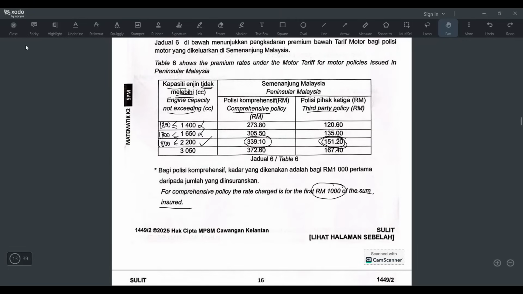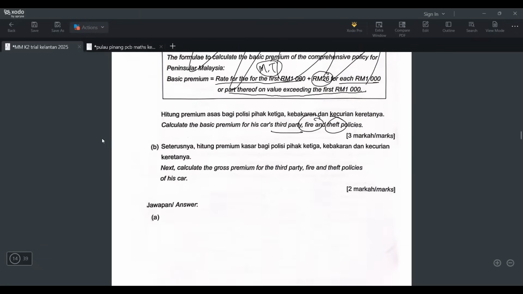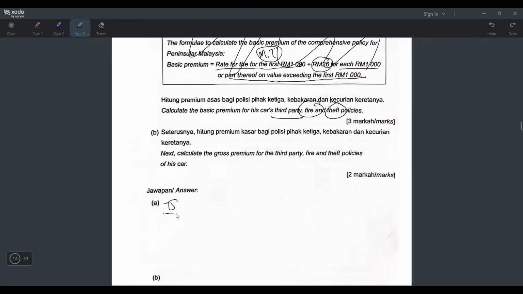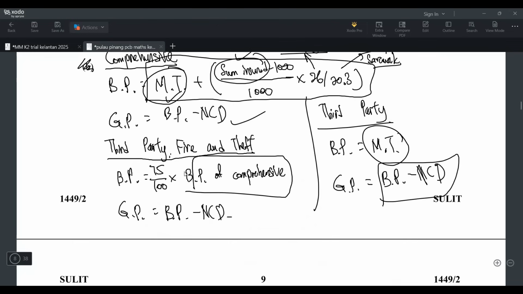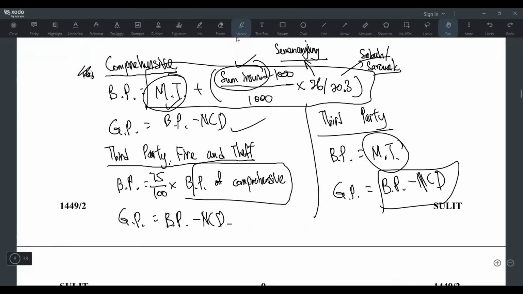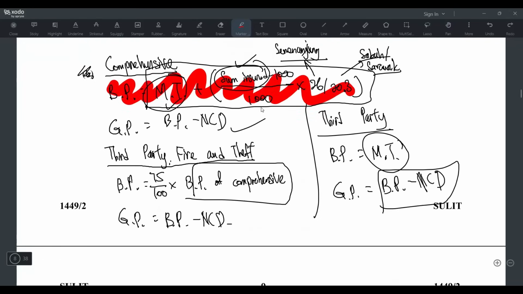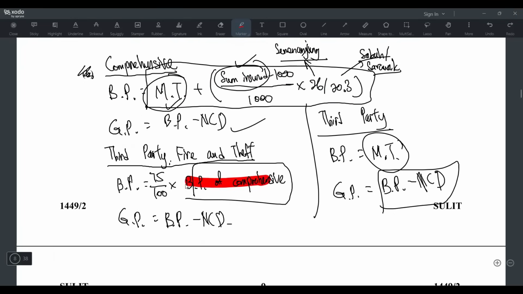Polisi pihak ketiga and polisi pihak ketiga kebakaran kecurian tak sama. So for pihak ketiga kebakaran kecurian, you have to use 75% multiply with the basic premium of comprehensive. Okay, BP for comprehensive. That is the formula. That means we have to calculate the basic premium of comprehensive first. Okay, so this formula come from where? It come from here lah, guys. The notes I tell you already, 75% times basic premium of comprehensive, right? So now I have to do this step. After do this, then sub inside here, and then times 75%, then finish lah. Because they only ask for basic premium.